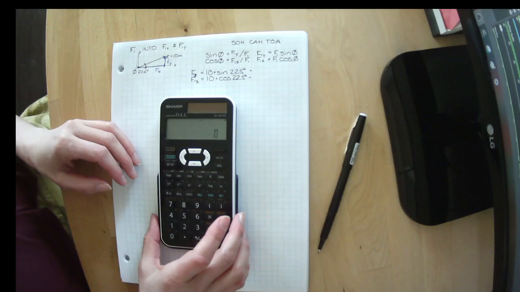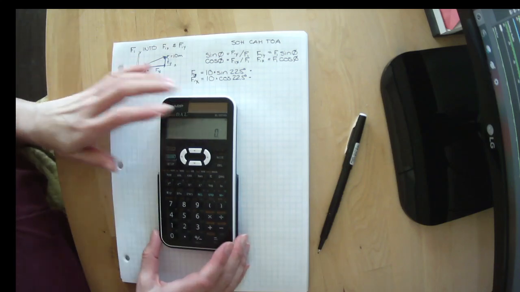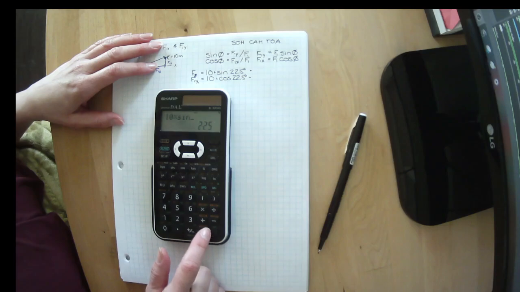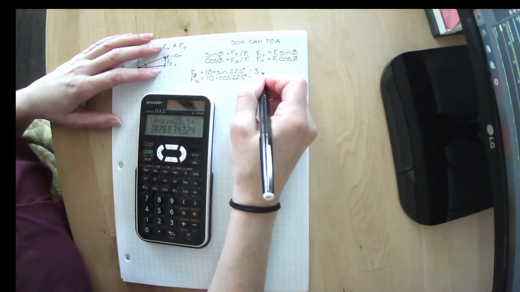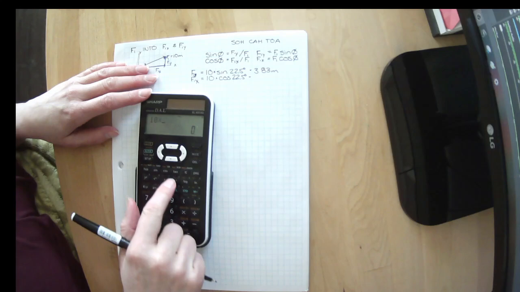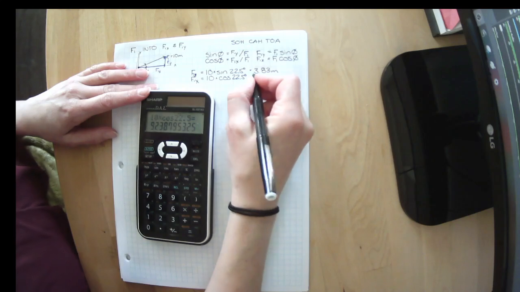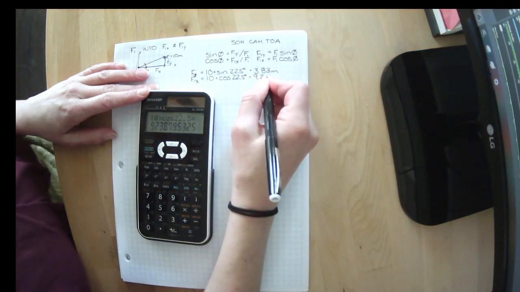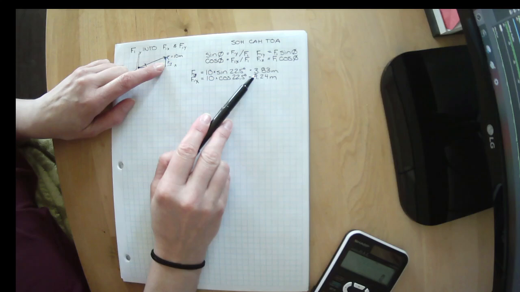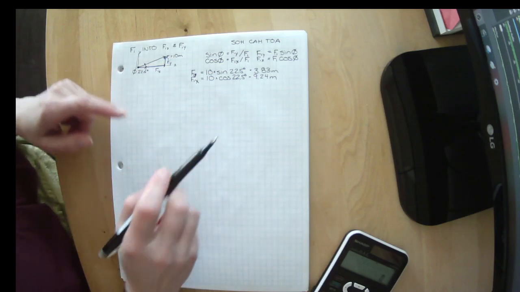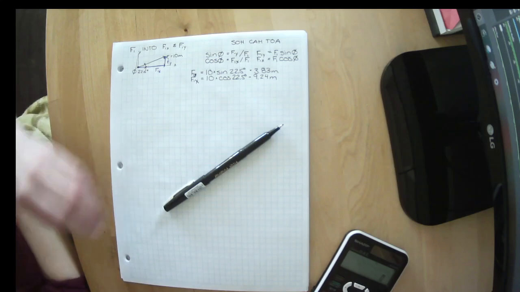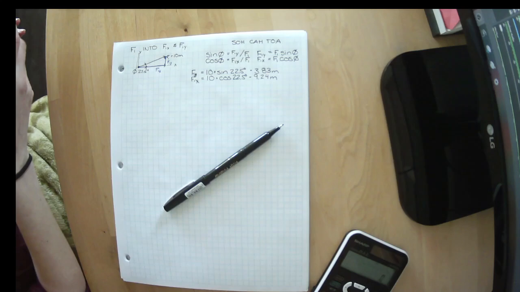Let's plug this into our calculator, and please make sure your calculator is in degrees, not radians. We'll have 10 times the sine of 22.5 degrees, which gives us 3.83 meters. And F1x is 10 times the cosine of 22.5 degrees, or 9.24 meters. So F1x is 9.24 meters, and F1y is 3.83 meters. That looks like what we expected. F1x is a little more than twice the size of F1y. These calculations match what I graphically expected.